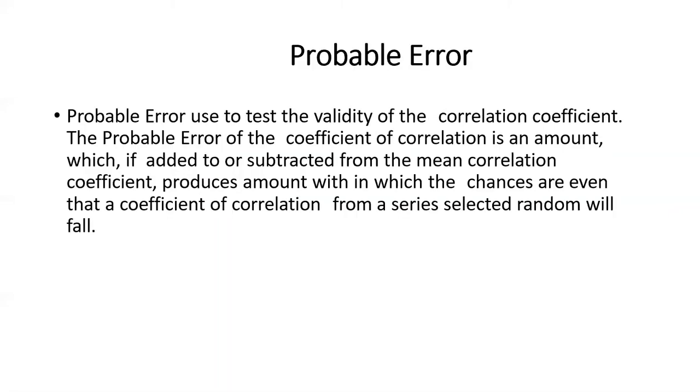Now the next one is the probable error. Probable error is used to test the validity of the correlation coefficient. The probable error of the coefficient of correlation is an amount which, if added to or subtracted from the mean correlation coefficient, produces the limits within which the chances are even that the coefficient of correlation from a series selected randomly will fall.